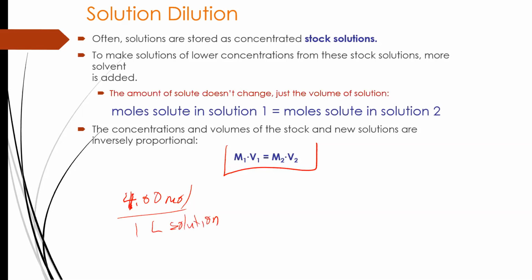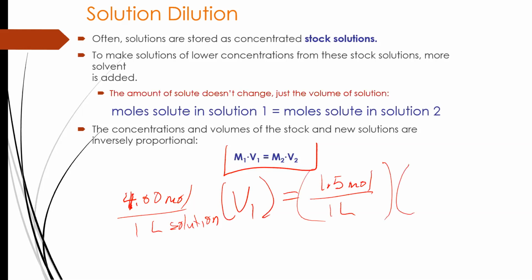And we want to figure out what volume of it we need. So that's the volume of solution 1 in order to make a second solution that is less than that in its concentration. So let's say 1.5 moles of 1 liter at a volume of 202.5 liters.